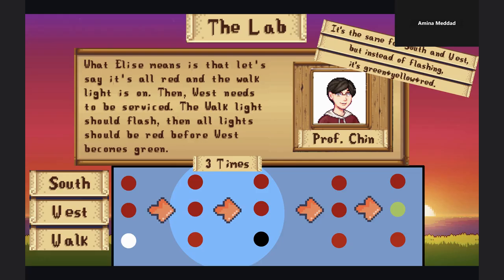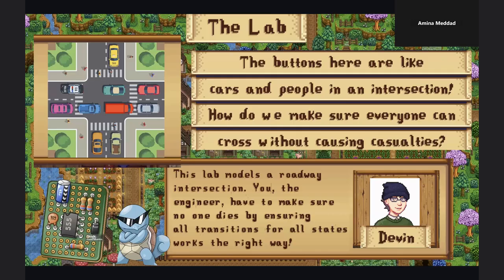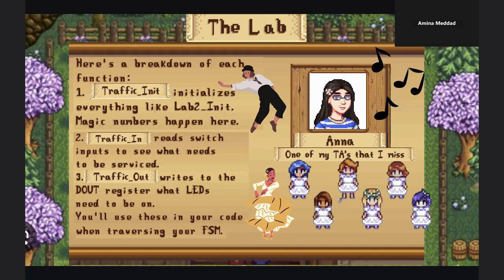There should be at least 3 all red states, meaning that when transitioning between any of the roads, there should be an all red state before you start servicing them. And to conceptualize this to make it easier to understand, we need the all red state to avoid casualties. Like you're an engineer designing this traffic light system to make sure that no one can get hurt and everyone is able to get serviced. And so you need to make sure that no one dies by making sure that the transitions for all the states work the right way.